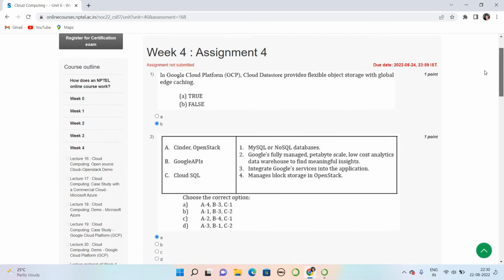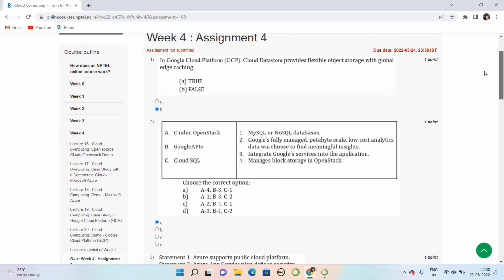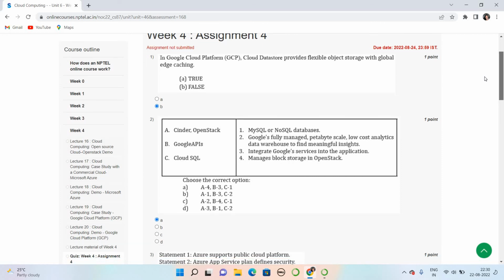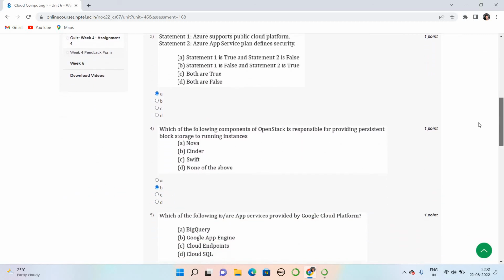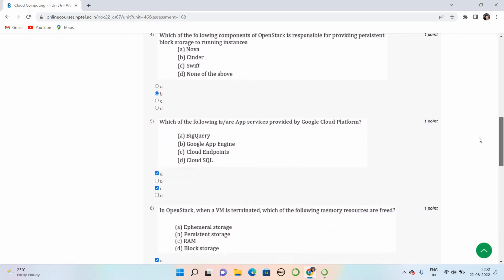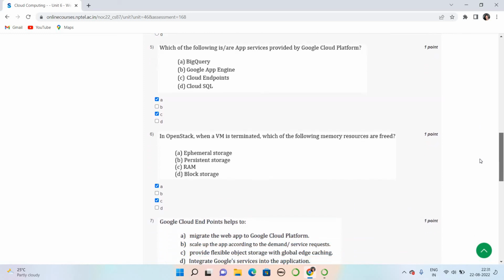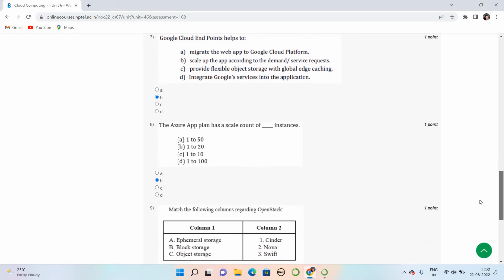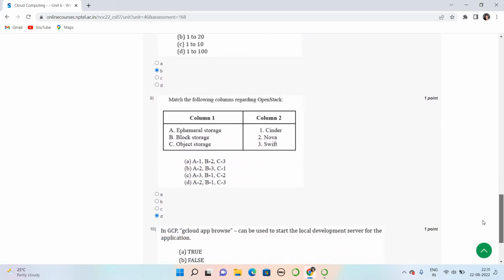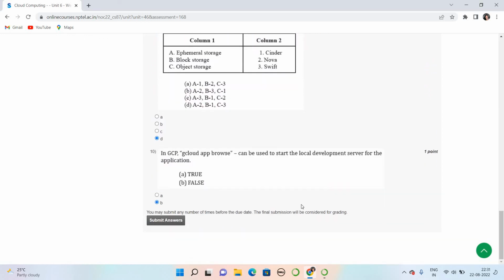For Google Cloud Platform, question 1, the answer is B. Question 2, answer A. Question 3, answer A. Question 4, B. 5, A, C. 6, A, C. 7, B. 8, B. And the 9th one is D. And the 10th one also is B. Okay, so these are the answers for the week 4 solutions for the cloud computing course.